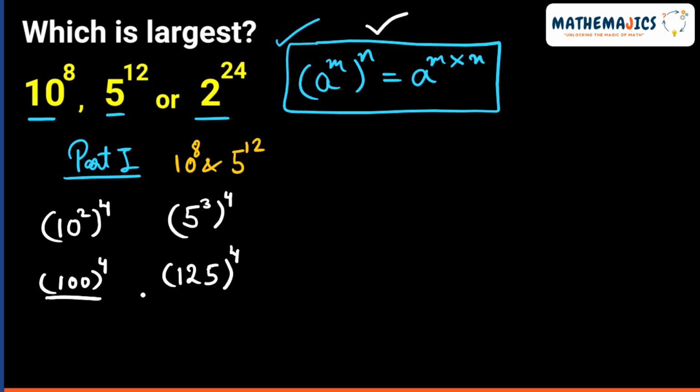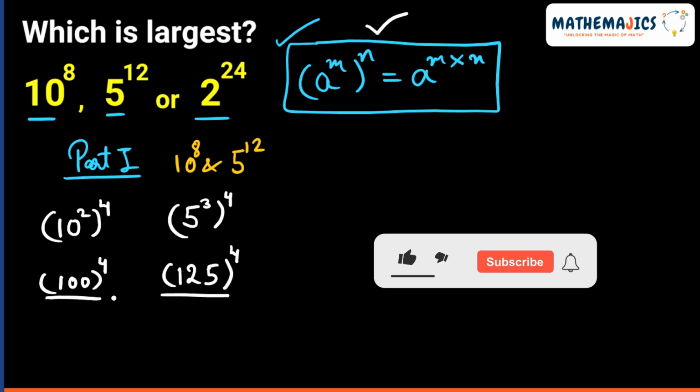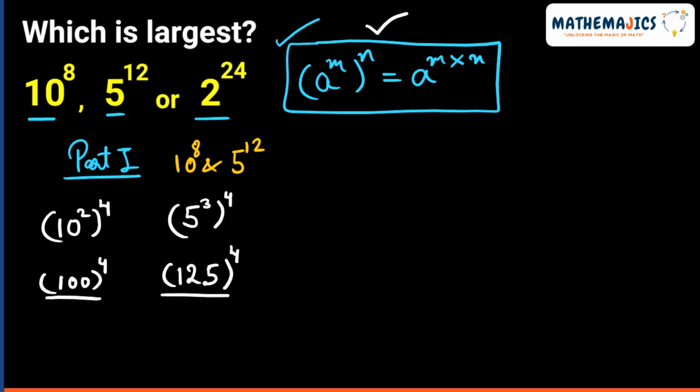Now, we can easily compare these two numbers because their powers are the same. Since their powers are the same and bases are different, we will be comparing these numbers based on their bases. As we can see, the base 125 is greater. This number will automatically be greater. So out of the first two numbers, we can clearly say that 5^12 is greater than 10^8. Let's jump to the second part of the solution.